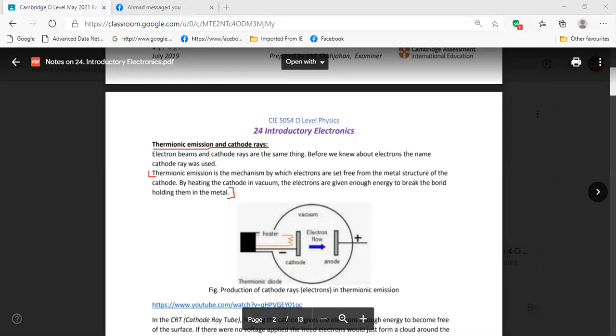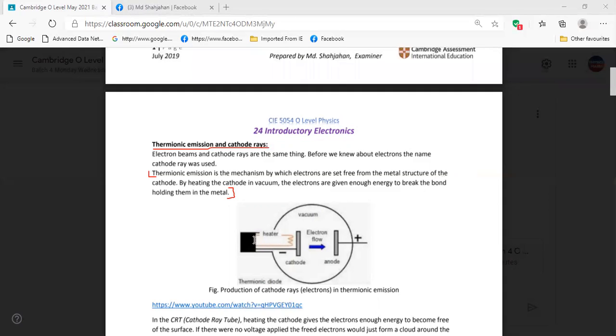Are you done with writing? Not yet, sir. Look at the diagram. We have here heater. This is filament, hot filament. And this one is cathode.